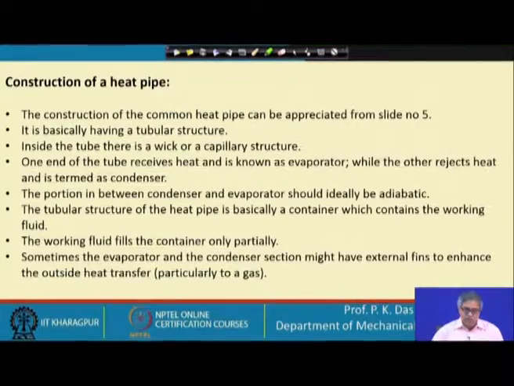The portion between the condenser and evaporator should ideally be adiabatic, or in practical cases there will be a very small amount of heat transfer from the portion which is sandwiched between the evaporator section and the condenser section. The tubular structure of the heat pipe is basically the container which contains the working fluid. The working fluid fills the container only partially. This I have also told. Sometimes the evaporator and condenser sections might have external fins to enhance the outside heat transfer.